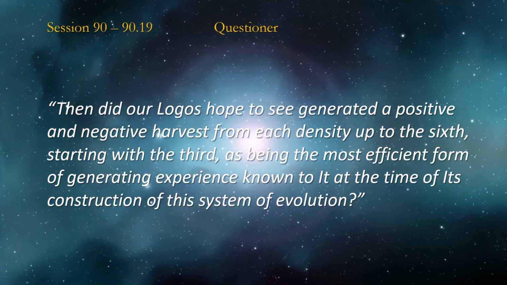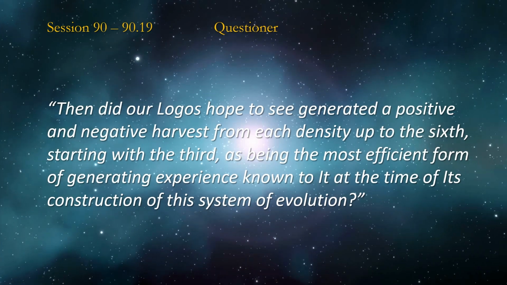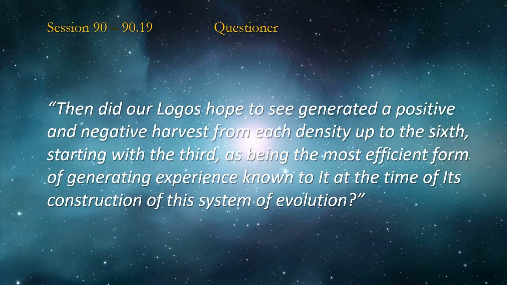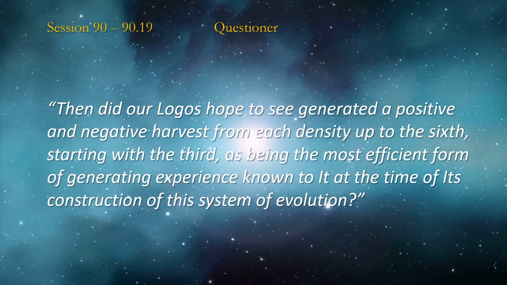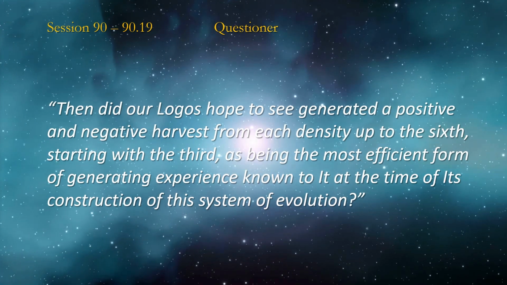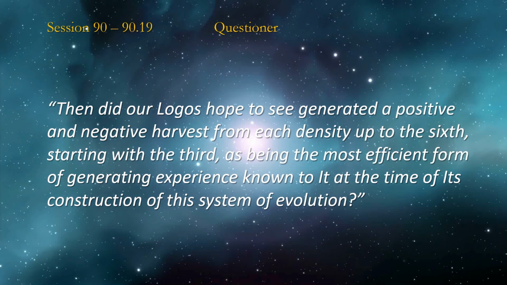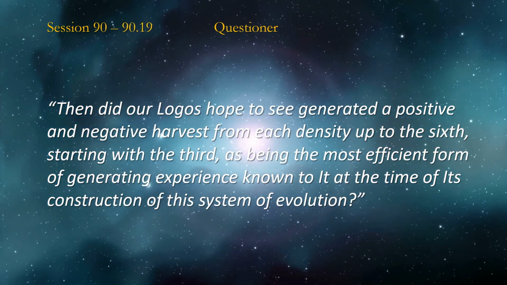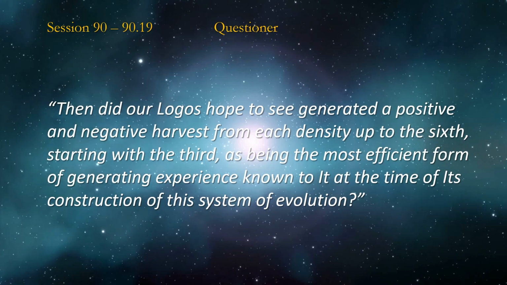Don says in question 19, then did our logos hope to see generated a positive and negative harvest from each density up to the sixth, starting with the third as being the most efficient form of generating experience known to it at the time of its construction of this system of evolution? Ra says yes. So yeah, Don's question is interesting, of course, because how do we know this? And I think Don must have had this in mind.